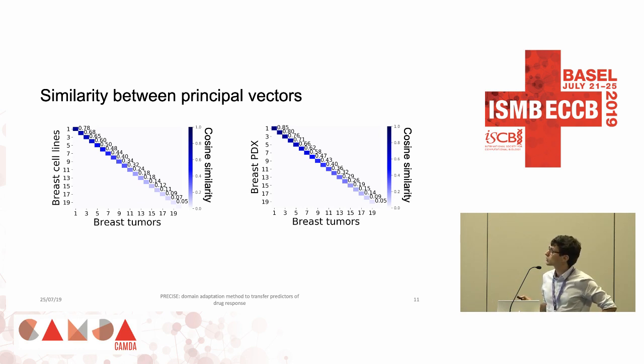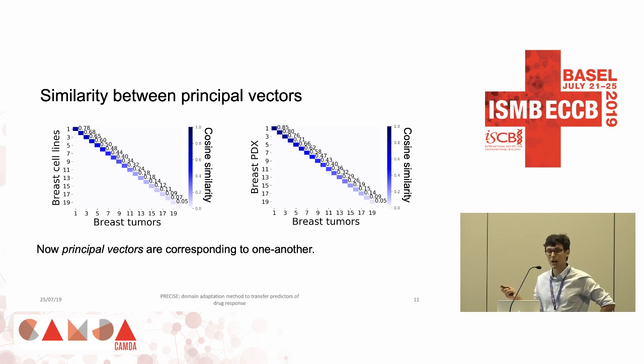And when we go to the PDXs, we see that the similarity is larger, which is somewhat expected because the mouse models mimic the human tumors better. And we see the exact same pattern. So now we have principal vectors that correspond to one another. We literally align the principal components. And these principal vectors, at least the ones at the top, really capture the common signal. And this is what we want to use for further processing.